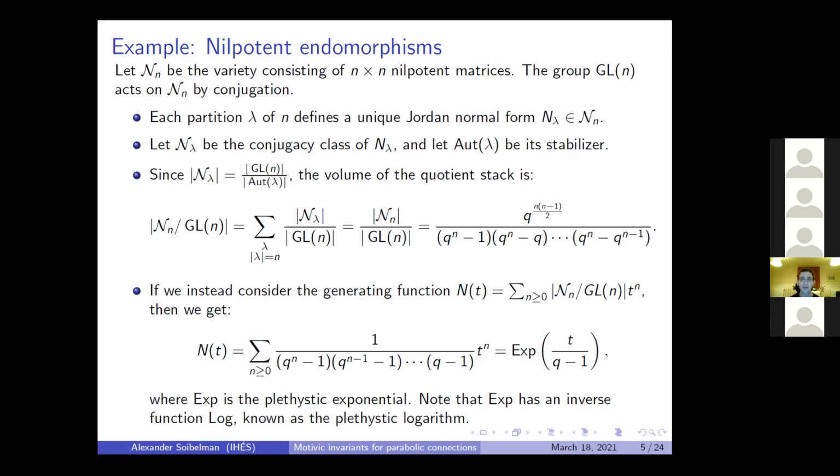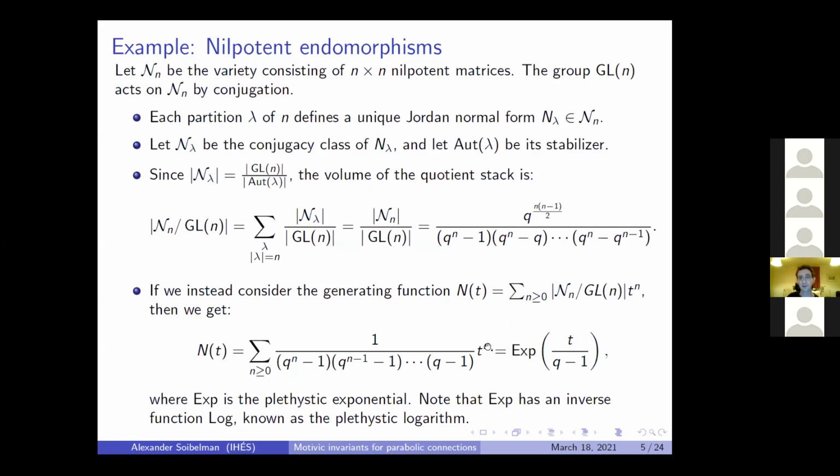You can take this formula and transform it, write it down in a different way using a generating function. So you can write down this generating function N(t), where the coefficients are just going to be the volumes of the corresponding quotient stacks. And you can write down this formula, which you get just by dividing out the power of q from the top and the bottom.